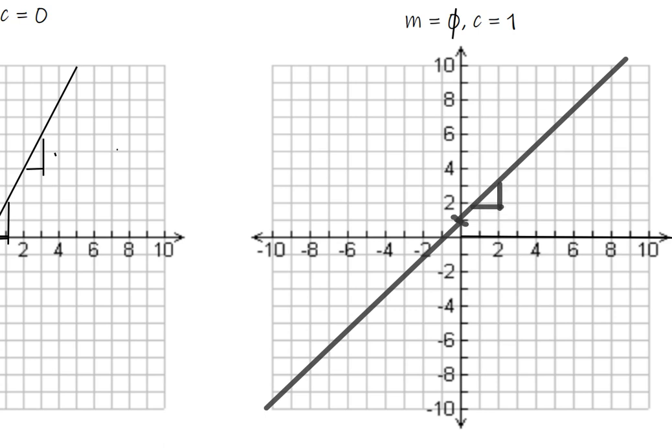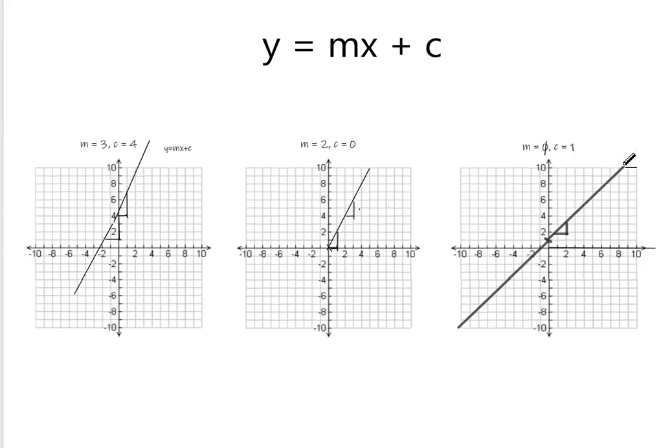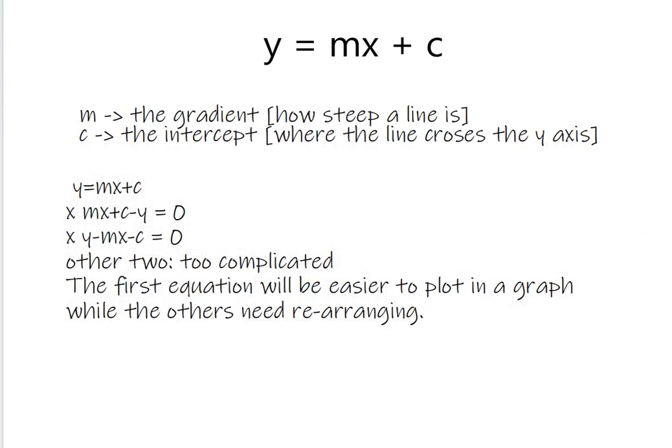Okay then. I think that's everything you need to learn for this lesson. m is the gradient, how steep the line is. c is the intercept, where the line crosses the y-axis. y equals mx plus c is the equation, and use this equation in doing the questions. I've just showed you how to do it.